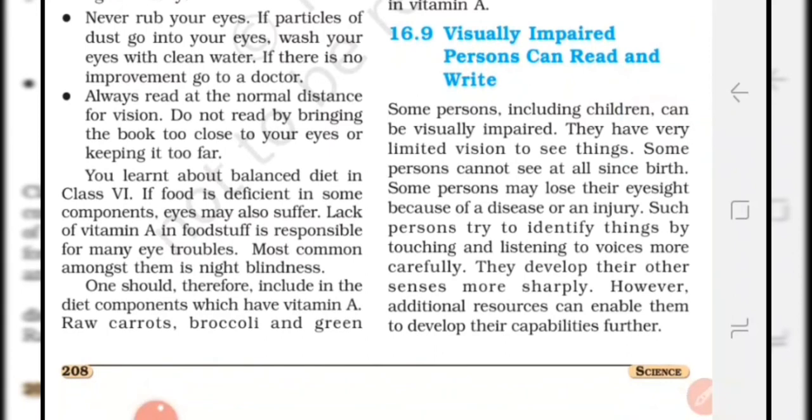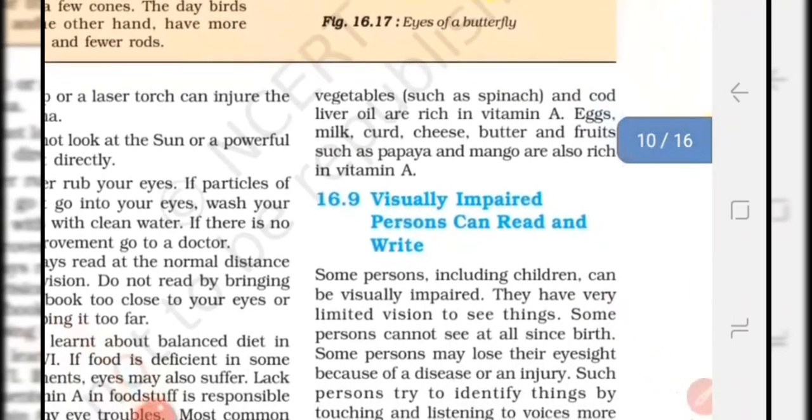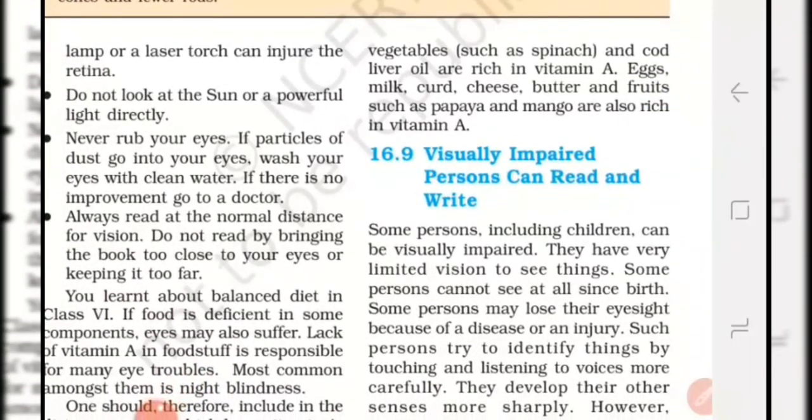While reading, maintain a distance of at least 25 centimeters between your eyes and the book. Okay, students, so these are some tips by which you can take care of your eyes. And one important thing is that you have to take a balanced diet. It is very important to eat a balanced diet with sufficient vitamin A to keep your eyes healthy, like raw carrots, broccoli, green vegetables, cod liver oil, eggs, milk, curd, cheese, butter, fruits. These are rich sources of vitamin A.